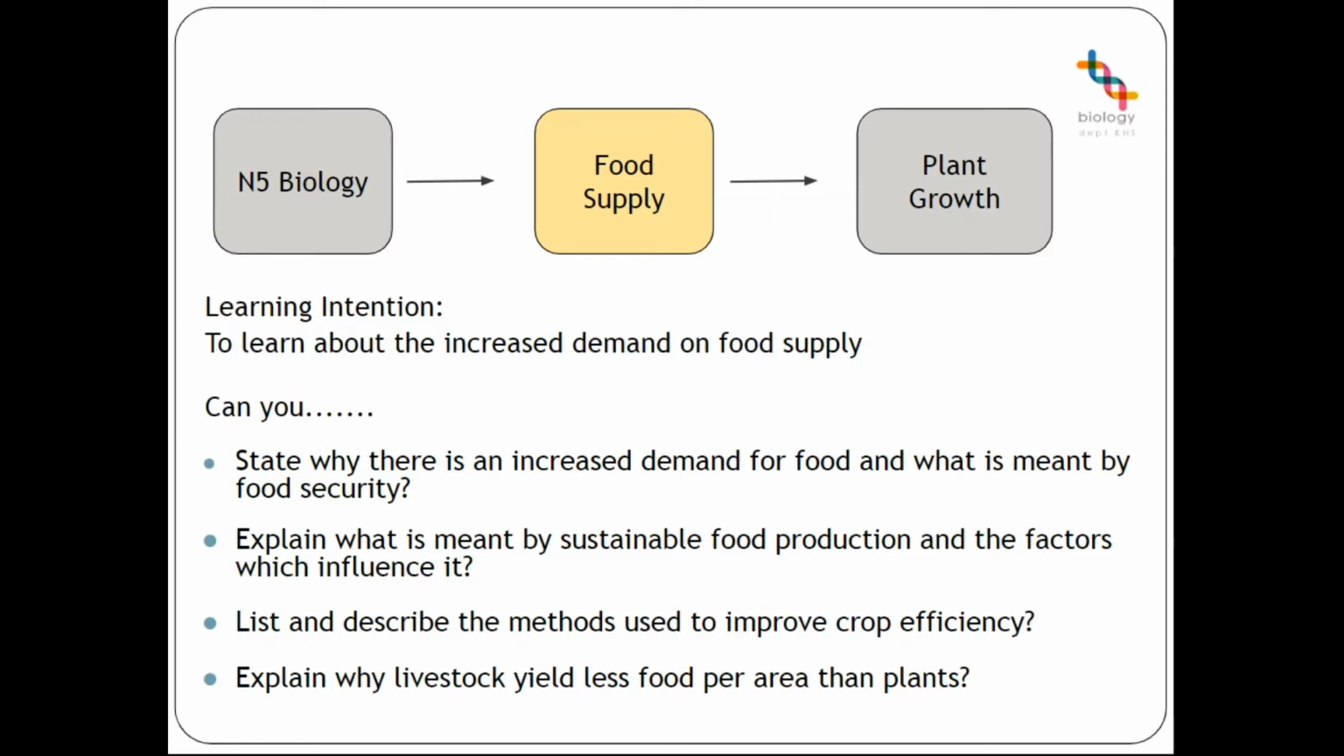So we are now in Unit 3 and this is the first lesson of the first key area, and we're going to be focusing on food supply. Previous to now, this would really take into account your National 5 biology work, predominantly that around photosynthesis and food chains and how energy is passed along a food chain.